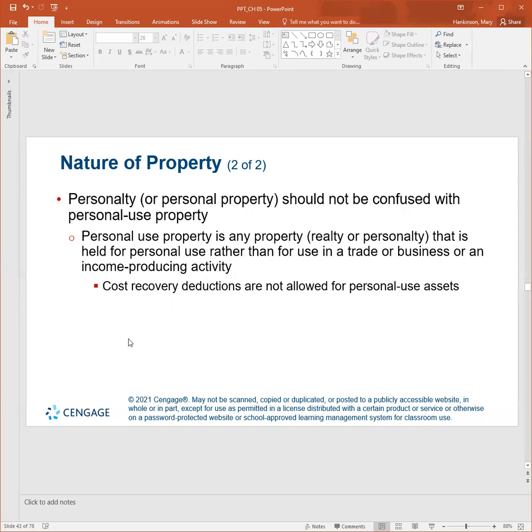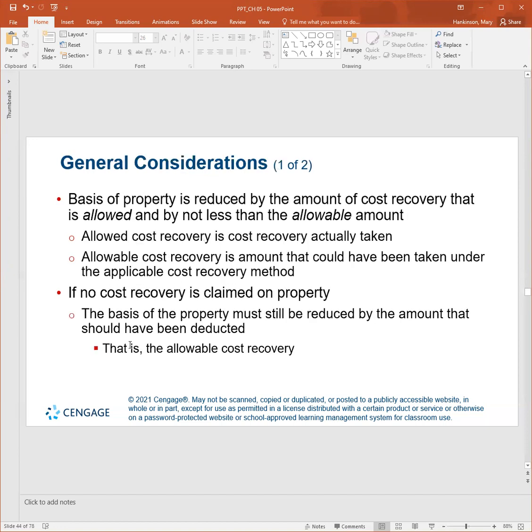Personalty should not be confused with personal use property. Personal use property is any property, realty or personalty, that is held for personal use rather than for use in a trade or business or other income producing activity. Cost recovery deductions are not allowed for personal use assets.